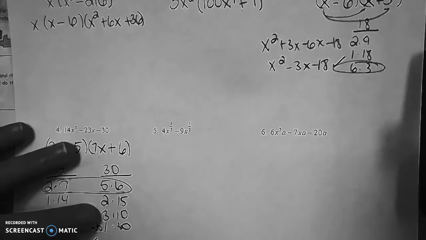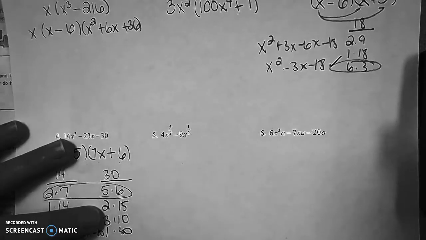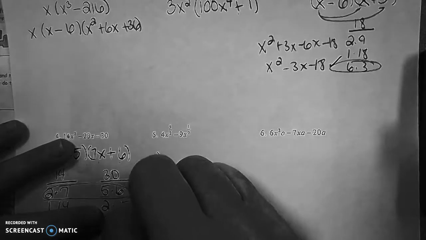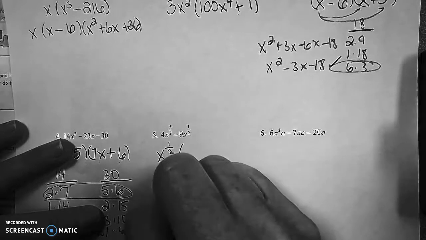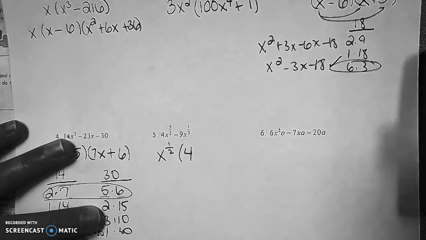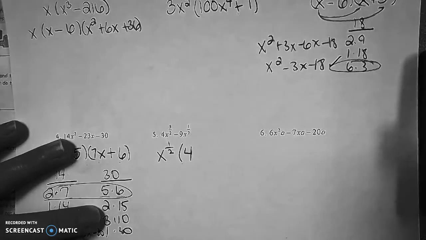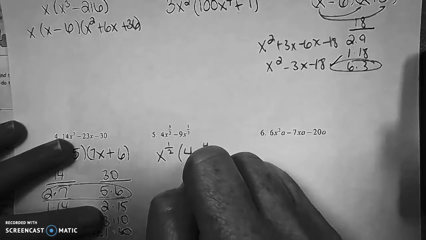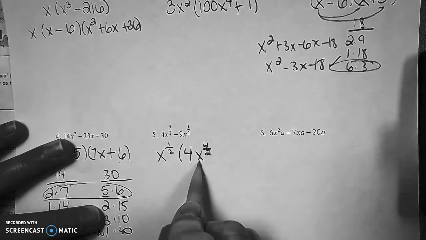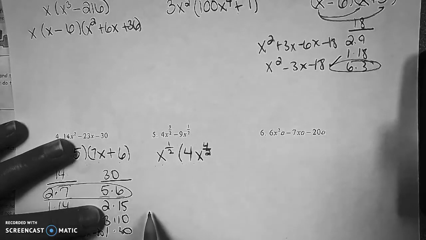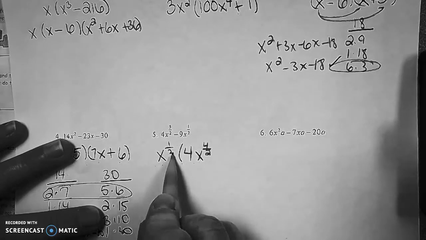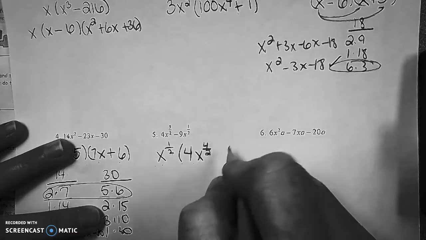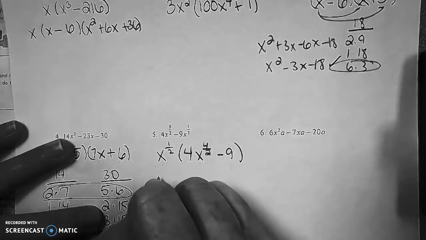Number 5, I see that both of these share an x. I just need to figure out how much of an x. So I have x to the 5 halves, and I have x to the 1 half. So I'll have x to the 5 halves. I'm left with 4. If I pull x to the 5 halves out of x to the 1 half, I'm left with x to the 4 over 2. And as a reminder, when you multiply like bases, you add your exponents. So as I'm checking, 1 half plus 4 halves is 5 halves, and then I'll have minus 9.